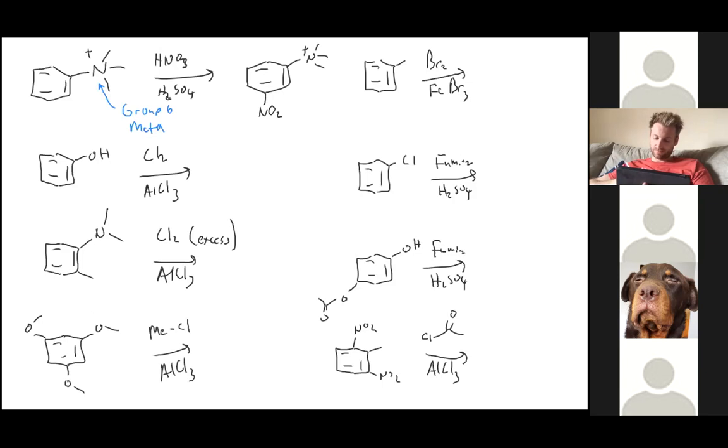For our next one, we have a methyl group here, which is group 3, which is an ortho para director. Bromine is pretty small, so we can add both ortho and para. It's not going to be overly selective for one versus the other. So we're going to end up with 2 products for this one.